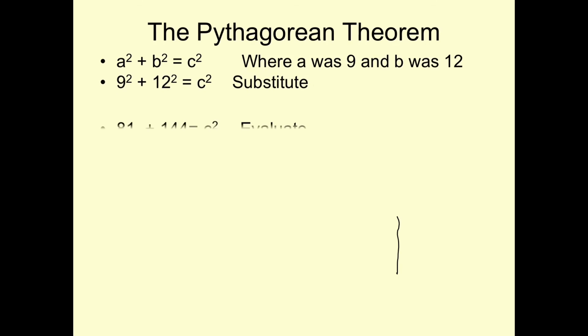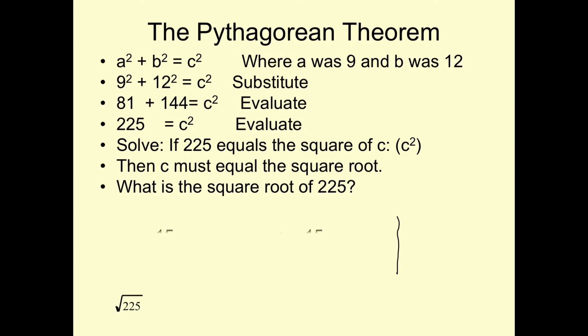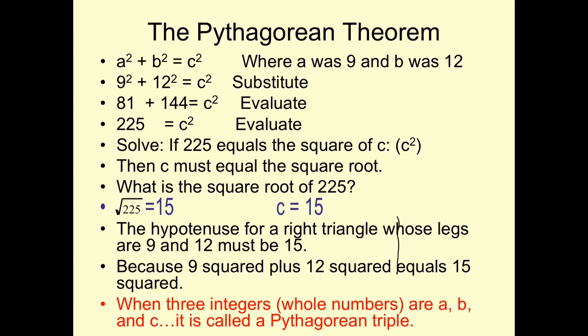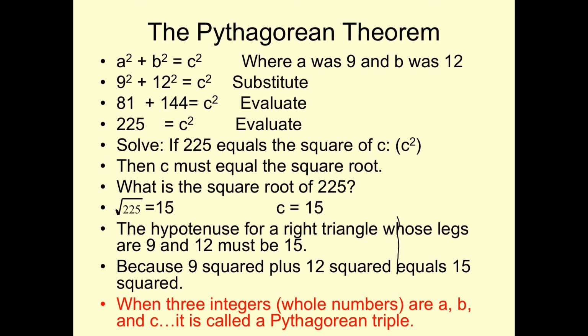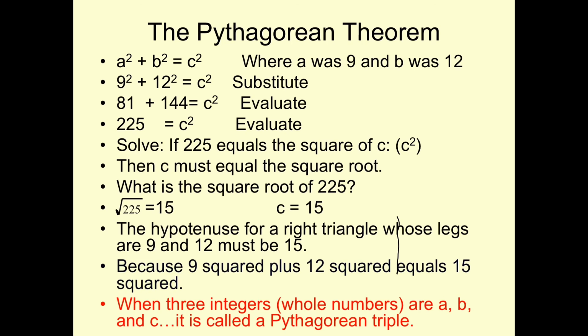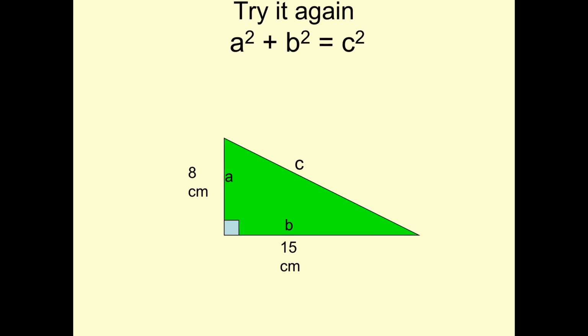First, you take a squared plus b squared equals c squared. A was 9, b was 12, and what you're going to do is square those two numbers, 81 and 144, add them together is 225, and then if 225 is the square of c, all you need to do is find the square root of c. Square root of 225, 15.